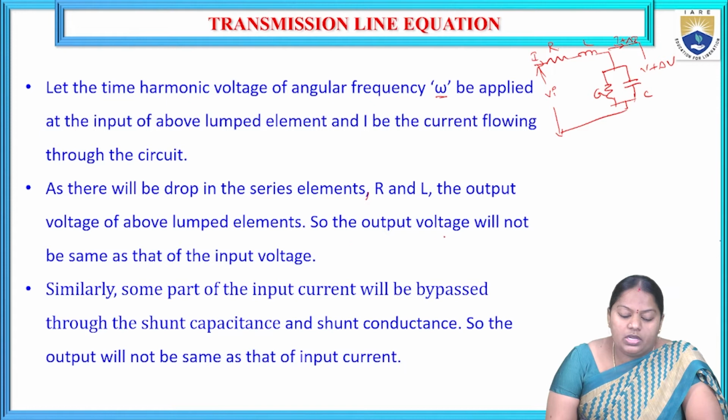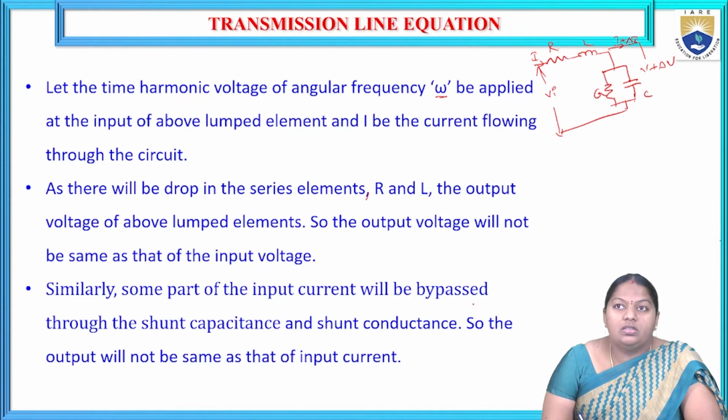So the output voltage will not be the same as the input voltage. Why? Because series elements are there, which means some input voltage must drop across those two elements. Hence, the input voltage and output voltage will not be the same across the two lumped section elements. Similarly, some part of the input current will be bypassed.